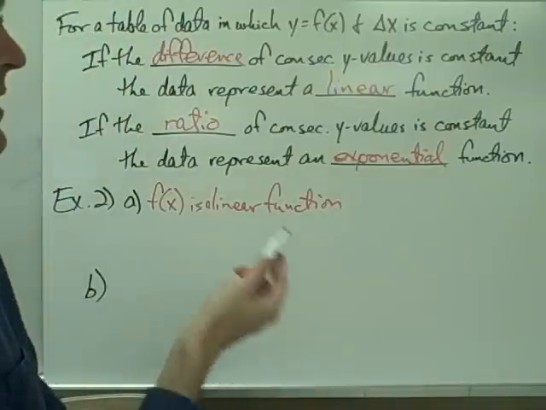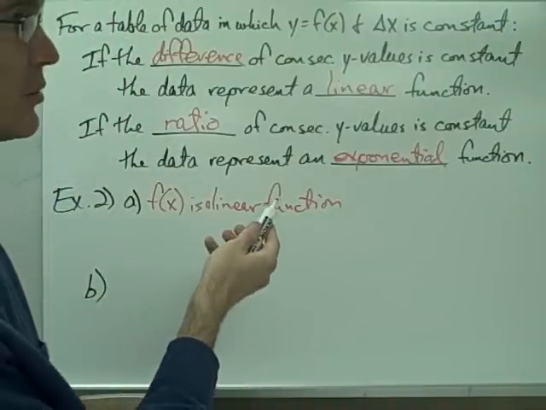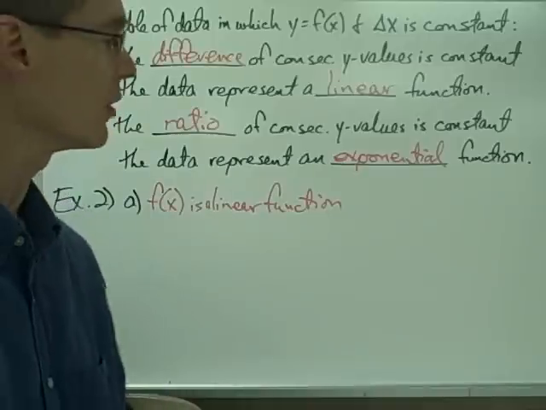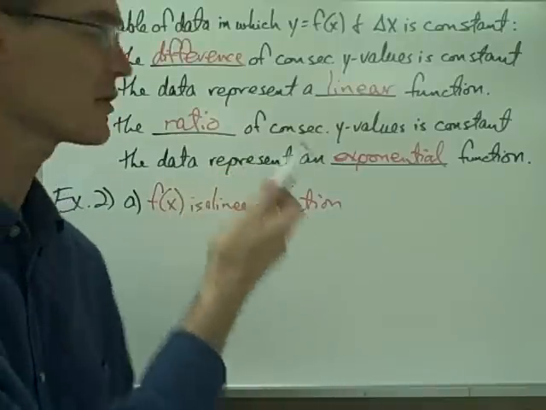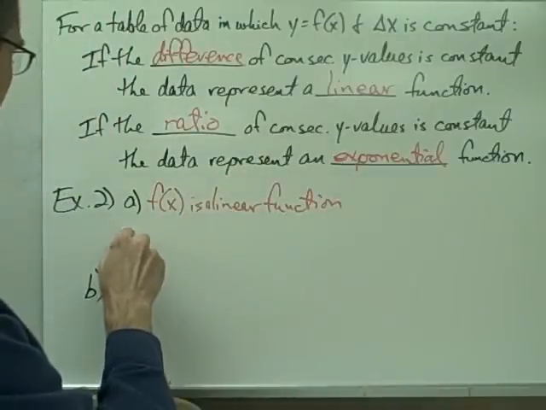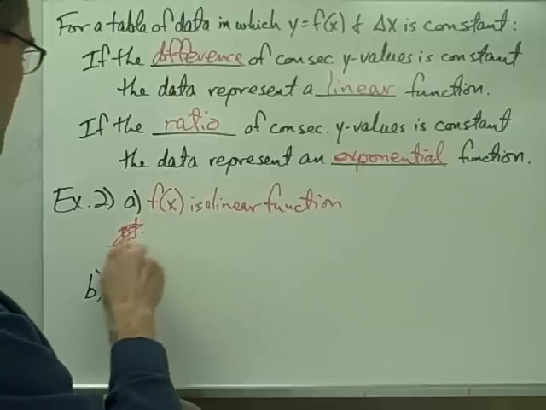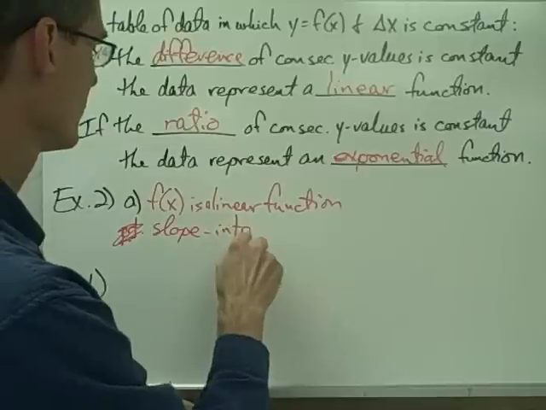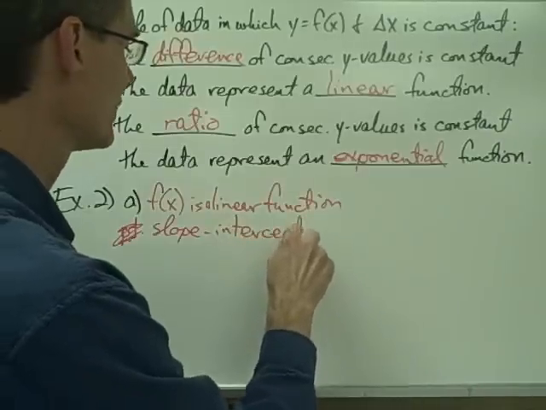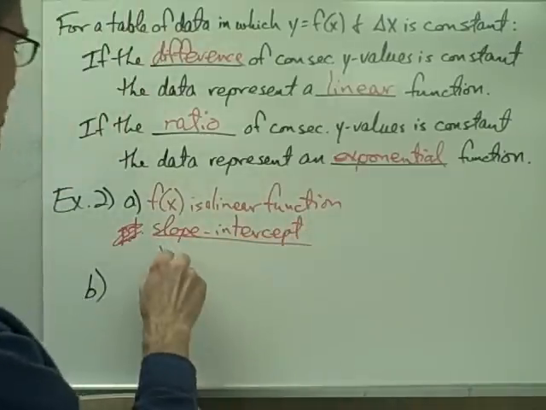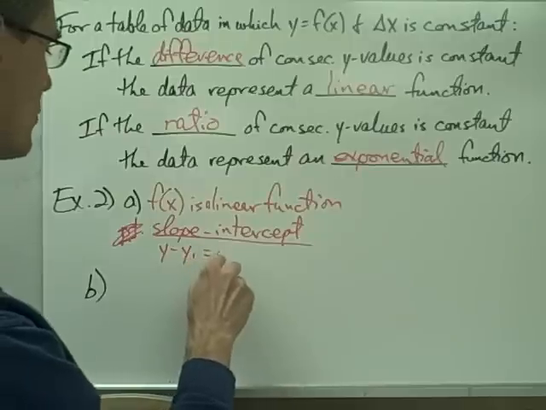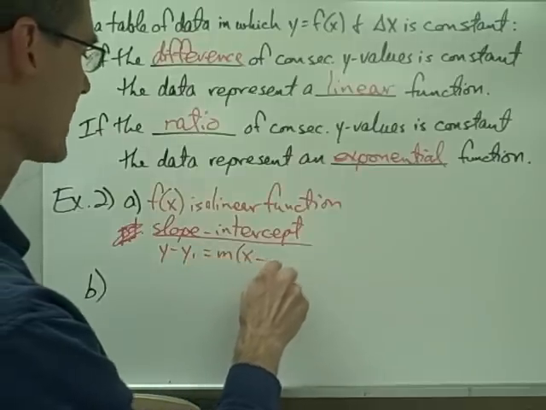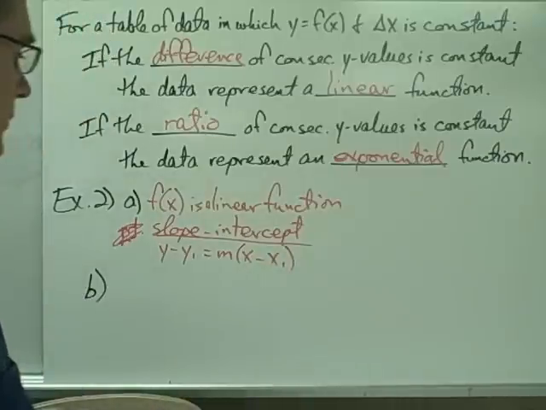And since I'm not given a value of f of x when x equals 0, that is, I don't know what the vertical intercept is, I'm going to use, not the point slope, the point-slope form of the equation of a line. And that form, remember, is y minus y1 equals m times x minus x1.